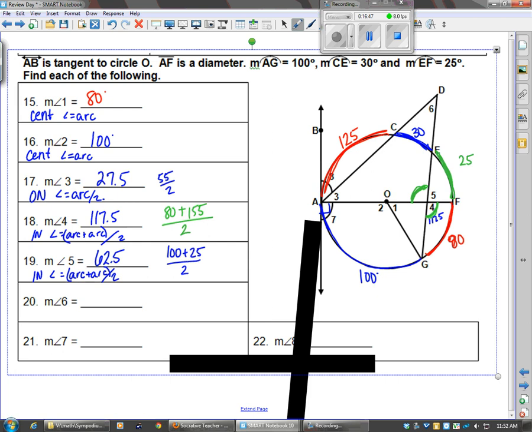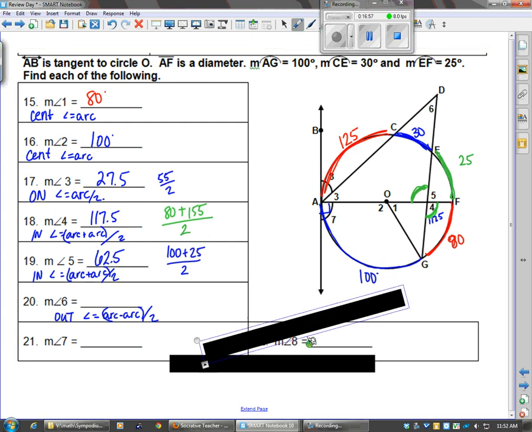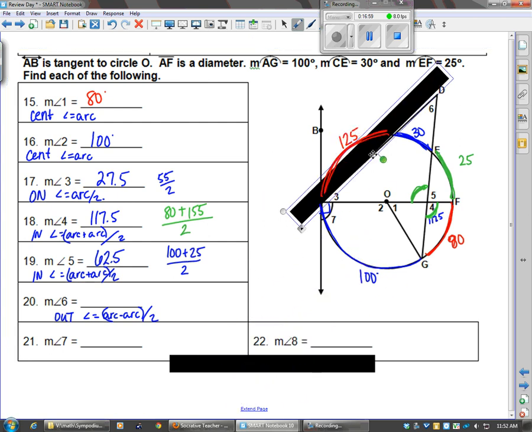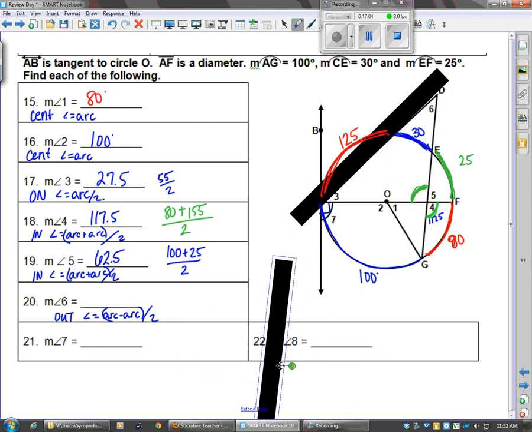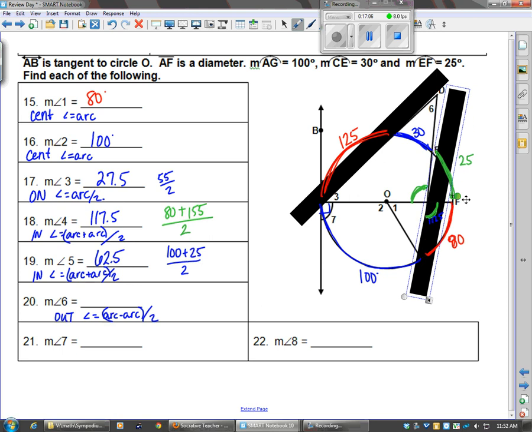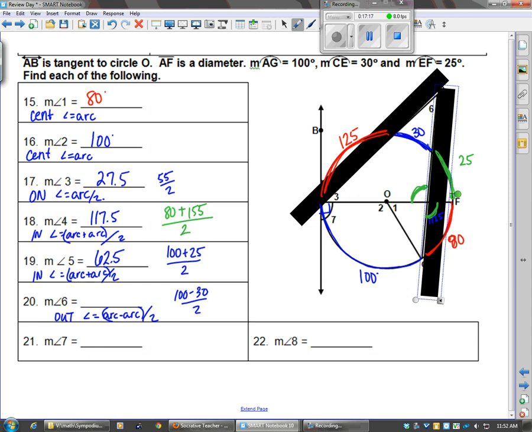All right, angle 6 is outside the circle, so angle equals arc minus arc divided by 2. Okay, so angle 6, use your little strips of paper to isolate. We're looking for two different arcs. One of the arcs is right here at 30. The other arc is 100. Remember that we're subtracting these and dividing by 2, so we get 35.